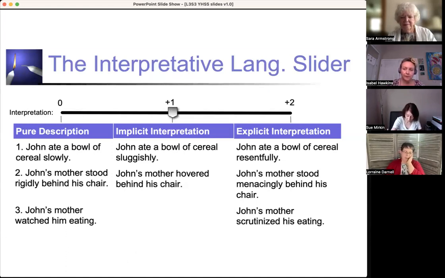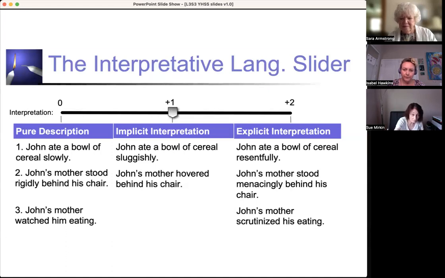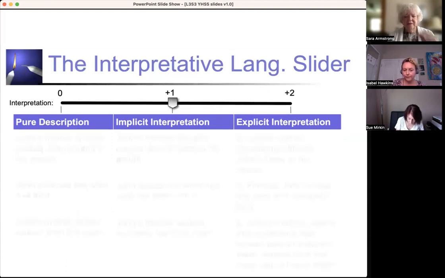And again, there's nothing wrong with not getting it yet. The point is to just keep trying and noticing. So, John's mother evaluated his eating. Right, so this is giving an idea that she's evaluating, but we don't know if she's doing it for or against. So it's an implicit interpretation. Making sense? All right.